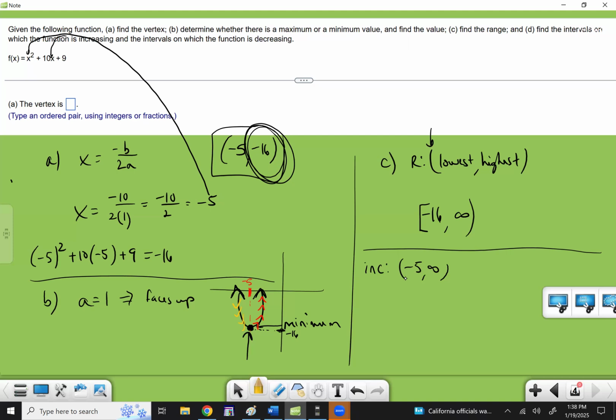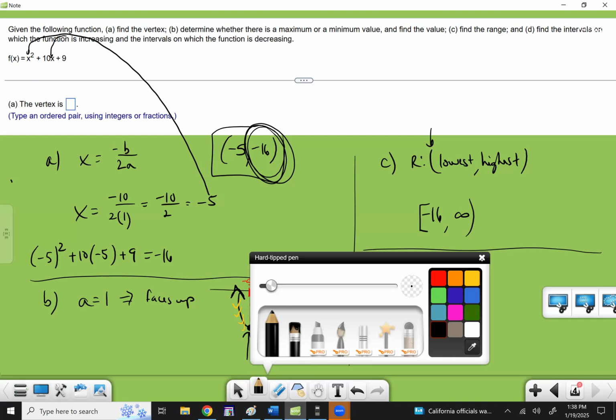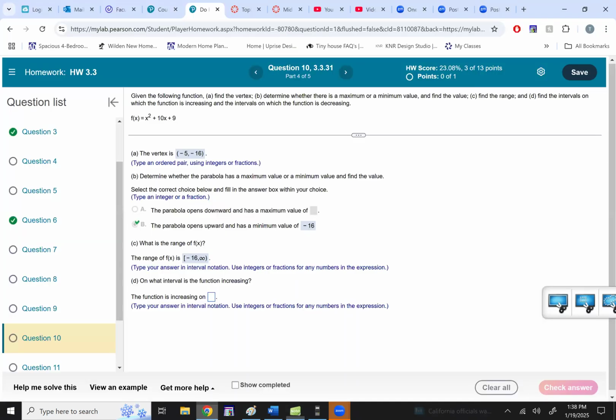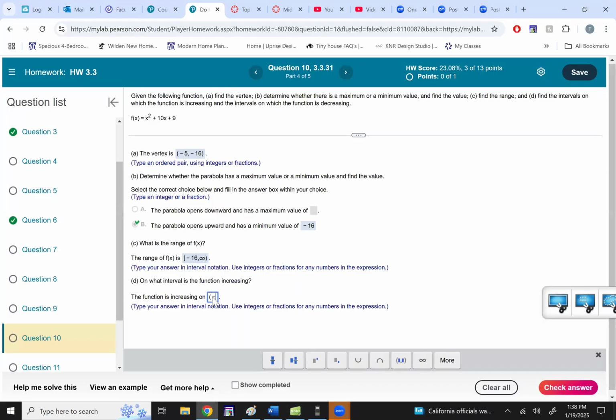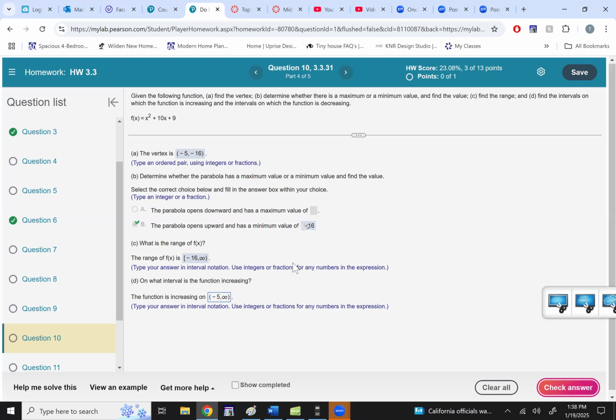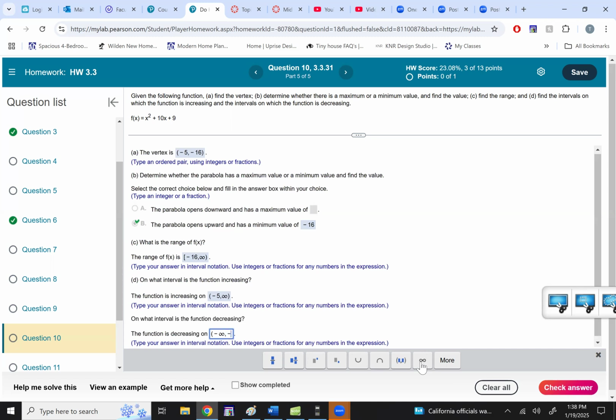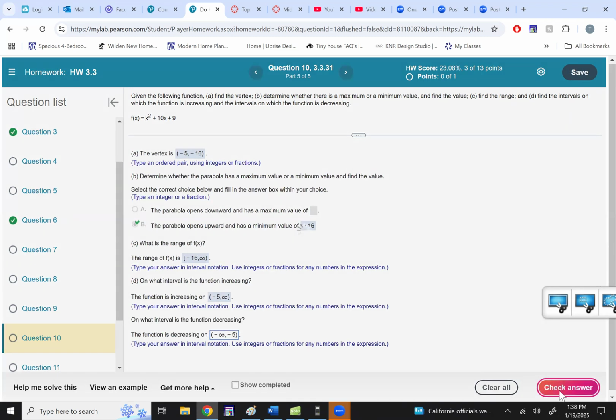We might as well find when it's decreasing too while we're here. Okay, so the yellow, the decreasing, well, instead of positive infinity, that one's going to be from negative infinity all the way to negative 5. Again, don't include negative 5. It doesn't necessarily belong to the decreasing. It kind of belongs to both, so we can't really include it. Okay, so let's go type those in. We said it's going to be increasing from negative 5 to infinity, and then decreasing from negative infinity to negative 5. All right, you guys. Nice.